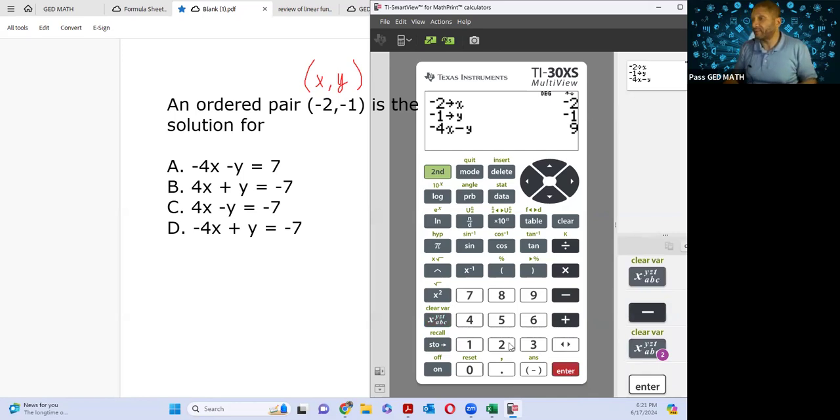I didn't get 7. 4x plus y. I should get -7. Didn't get -7. 4x minus y. I should get -7. Done. That easy.